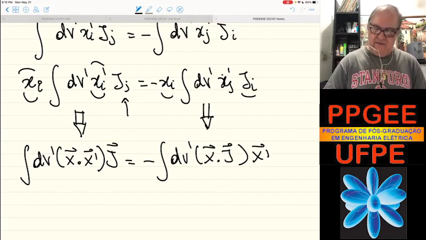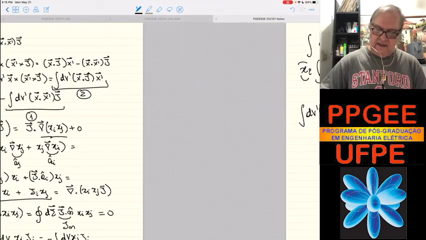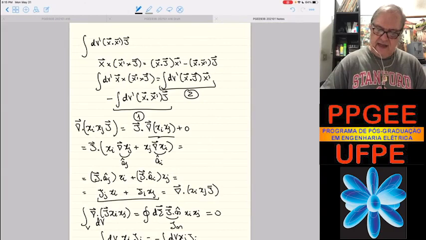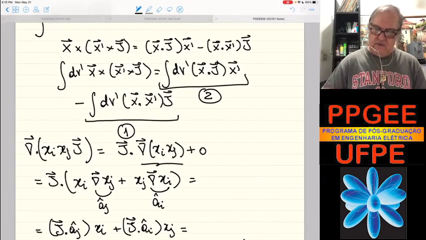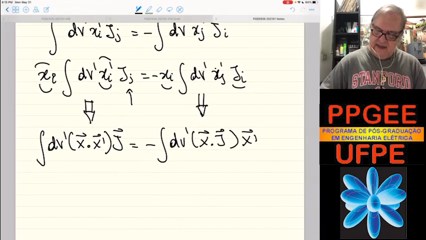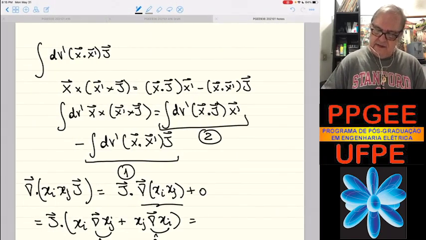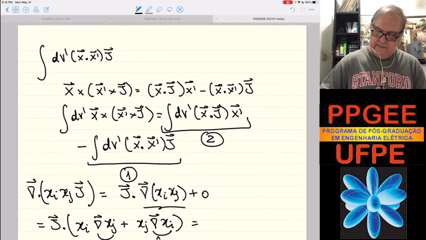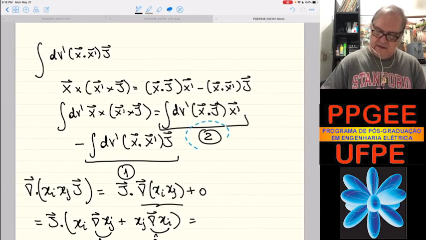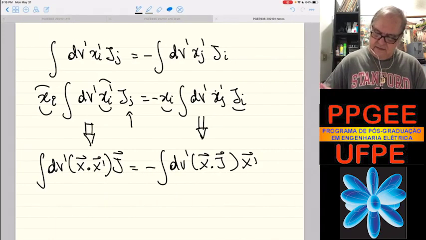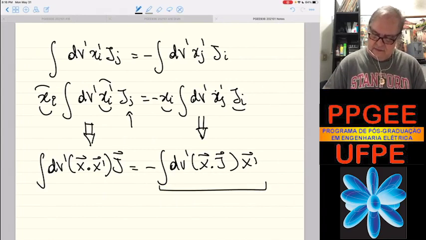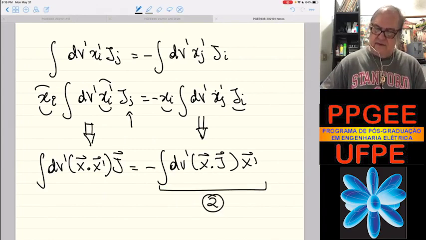So what did we have before? Let's see. We have terms 1 and 2. Term 2 is xj x prime. Is term 2, right? Term 2 is this one here.